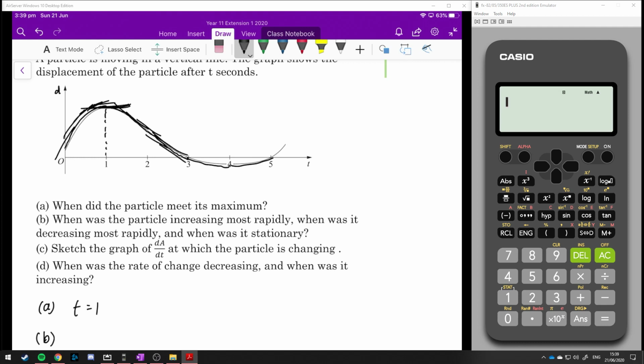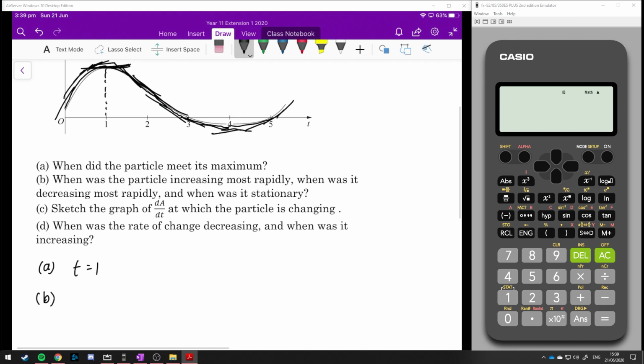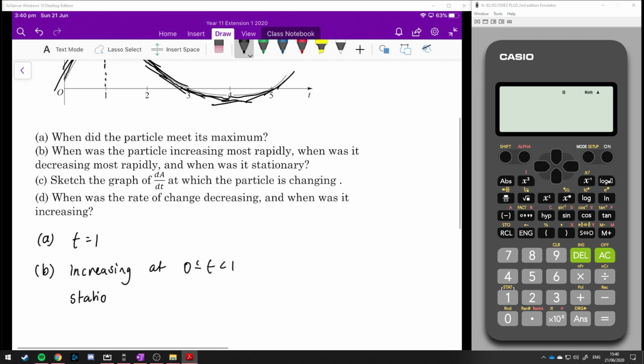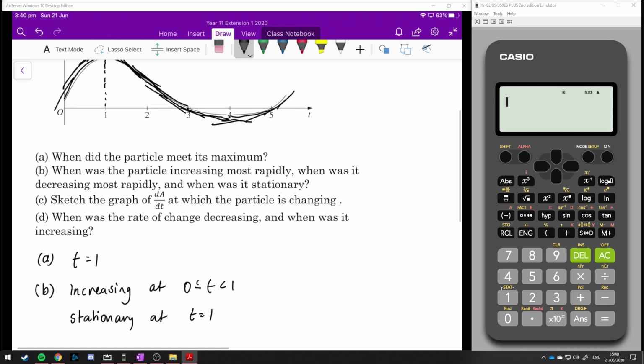So all the tangents along here are negative, and they're still negative all the way until they get to 4. And then when they get to 4 seconds, they're going to stop again, and then it's going to start increasing again at that point here. So I'm going to say it's increasing when t is between 0 and 1, not including the 1, because then it's stationary at 1.